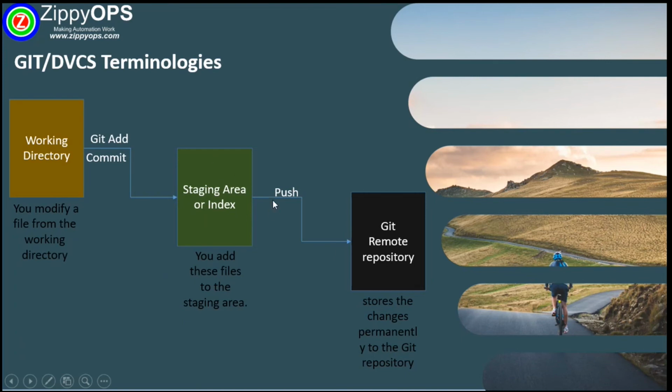When you do a git push, it will push the code in the staging area to the Git remote repository. So this is the normal order: you do a git add and then a git commit. Commit will store the code in the staging area. When you do a git push, it will push it to the centralized repository. If you want to pull the latest code from the centralized repository, that is called git pull. So these are all the terminologies.